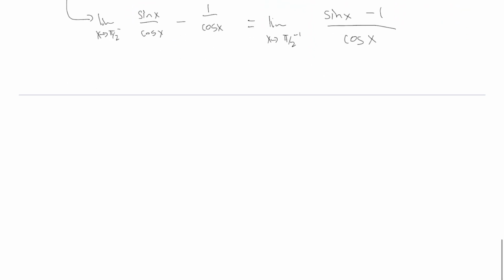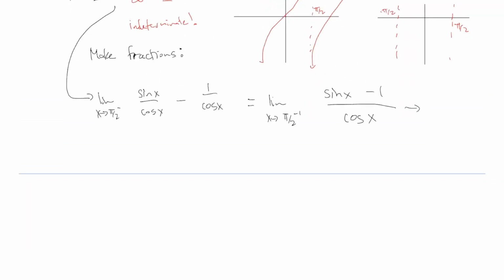What happens if we just plug in pi over 2 here? Plugging in x equals pi over 2, it says sine pi over 2 minus 1 divided by cosine pi over 2. Sine of pi over 2 is 1, so this is 1 minus 1 on top. That's 0 over 0, which I like for using L'Hopital's rule, all right? Since we got 0 over 0, it means we may use the L'Hopital rule.